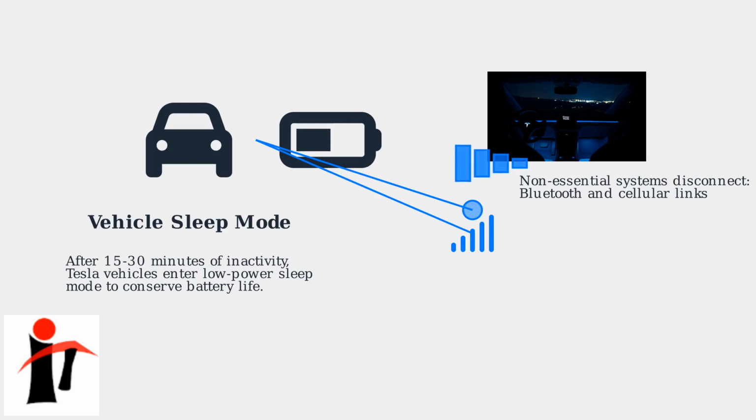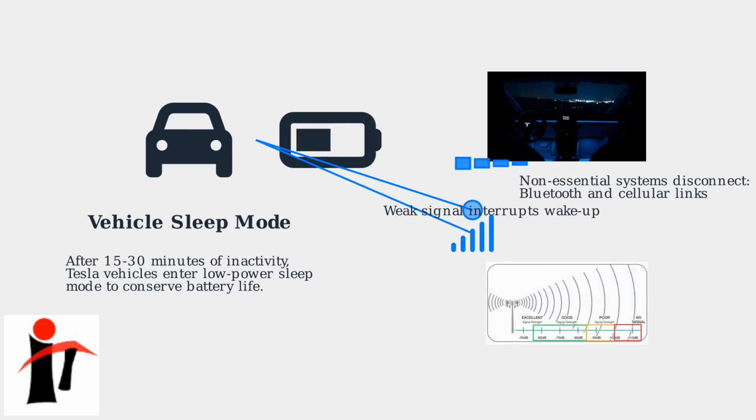When you try to access the vehicle through the app, it needs to send a wake-up signal to reactivate these connections. However, weak cellular signals or network issues can interrupt this process, causing the app to repeatedly connect and disconnect. The wake-up process involves the app establishing communication with the vehicle's systems. If the signal is unstable, the connection may fail repeatedly, leading to frustration.